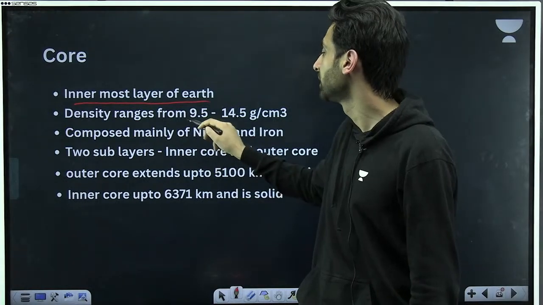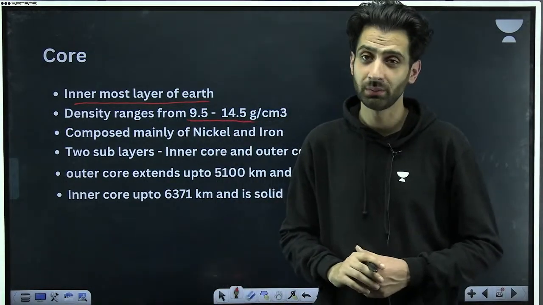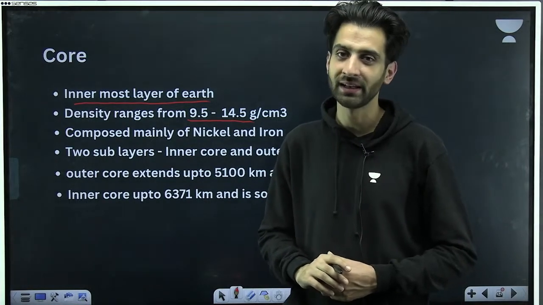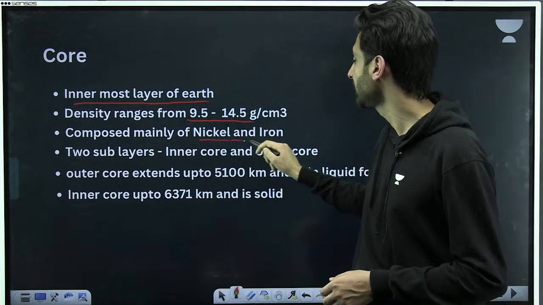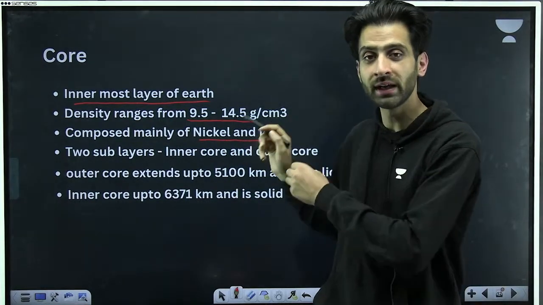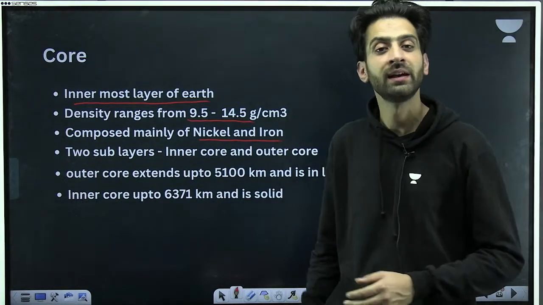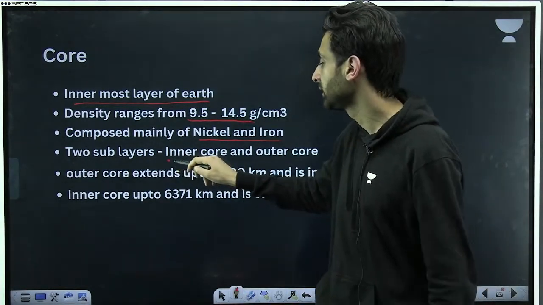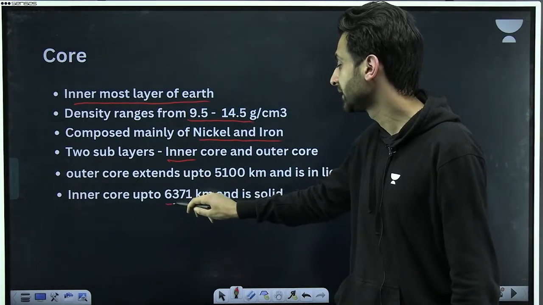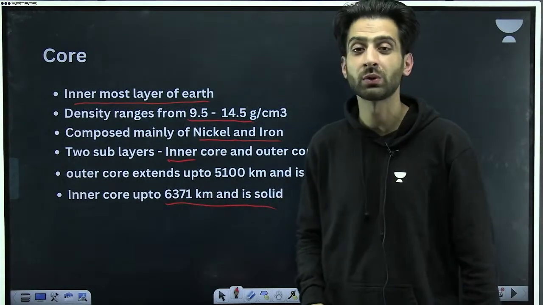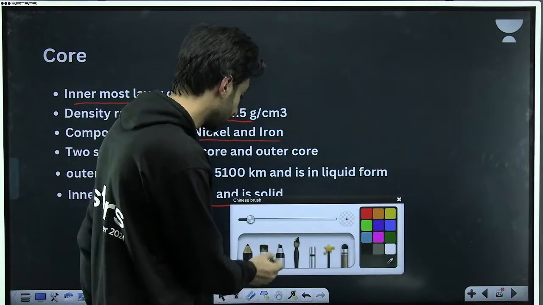I already discussed it. Very high density of 9.5 to 14.5 grams per centimeter cube. Because of all the above lying layers, they have caused a lot of pressure there. That is composed mainly of nickel and iron, NiFe, you should know it. That is the reason for the outer core being in liquid layer and the inner core in solid layer. This is all we have discussed already. The thickness is up to the depth. It goes up to 6,371 kilometers.